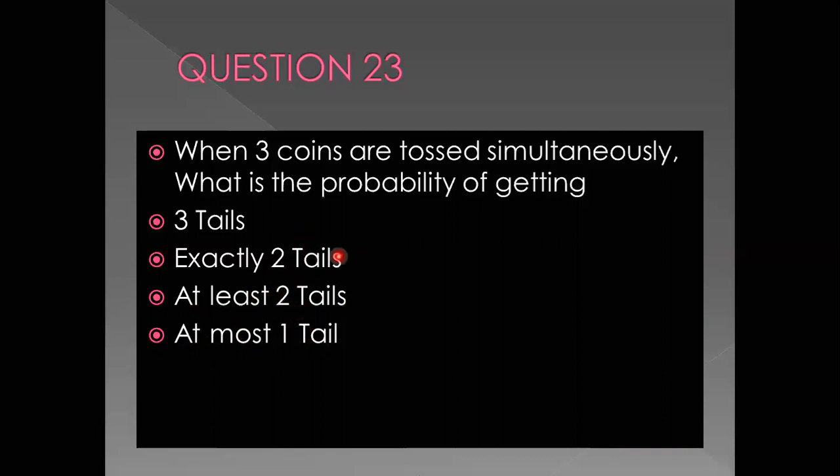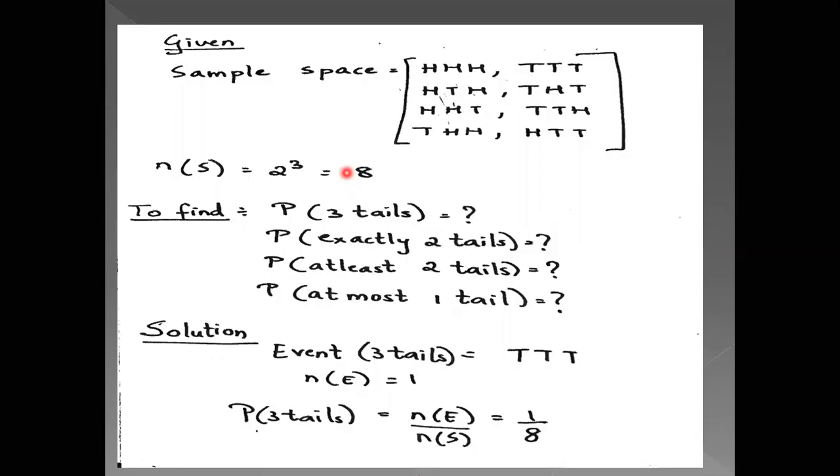Okay, children. So now let's see first. 3 coins are tossed. As I have told you before, whenever we are writing 3 coins, we have to list the sample space, but how to understand that you have listed it properly?